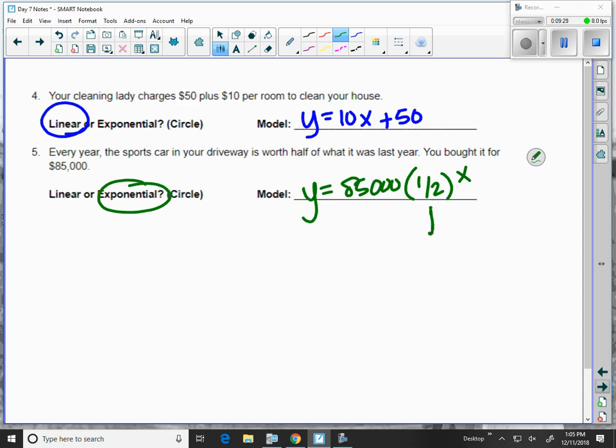Now, how do we know that this is a decrease? Okay, good. What did I tell you in the first day of notes when we talked about whether it increases? Yes, 1/2 is less than 1. That means it is a decrease. So remember, if that rate is lower than 1, you have a decreasing.